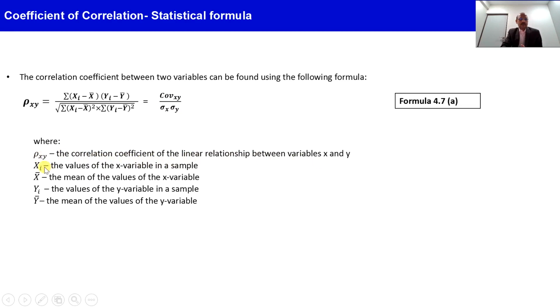Here rho xy is the correlation coefficient of the linear relationship between variable x and y. Xi is the value of the x variable in a sample. X bar is the mean of the x variable. Yi is the value of the y variable in a sample, and y bar is the mean of the values of the y variable.